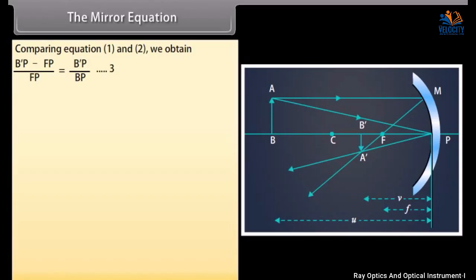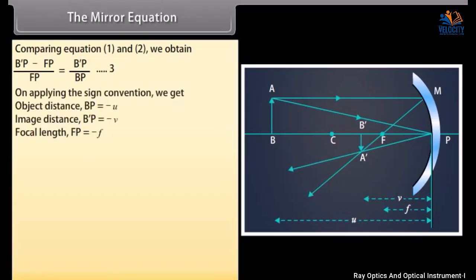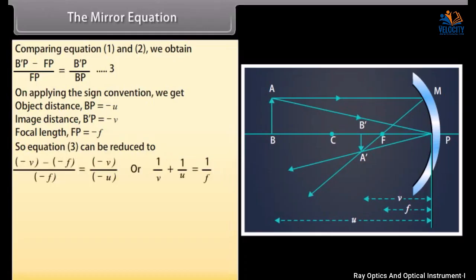Name it as 3. On applying the sign convention, we get object distance BP is equal to minus u, image distance B'P is equal to minus v, focal length FP is equal to minus f. So, equation 3 can be reduced to minus v minus of minus f by minus f is equal to minus v by minus u, or 1 by v plus 1 by u is equal to 1 by f. This relation is known as the mirror equation.